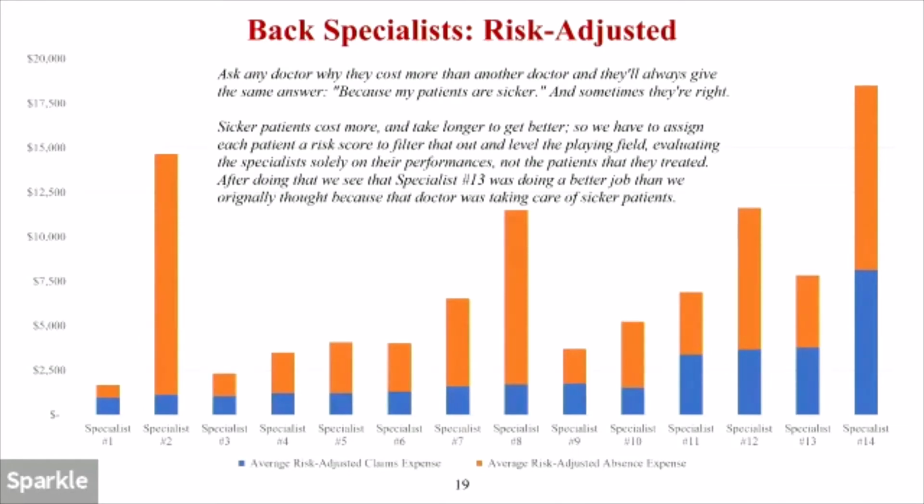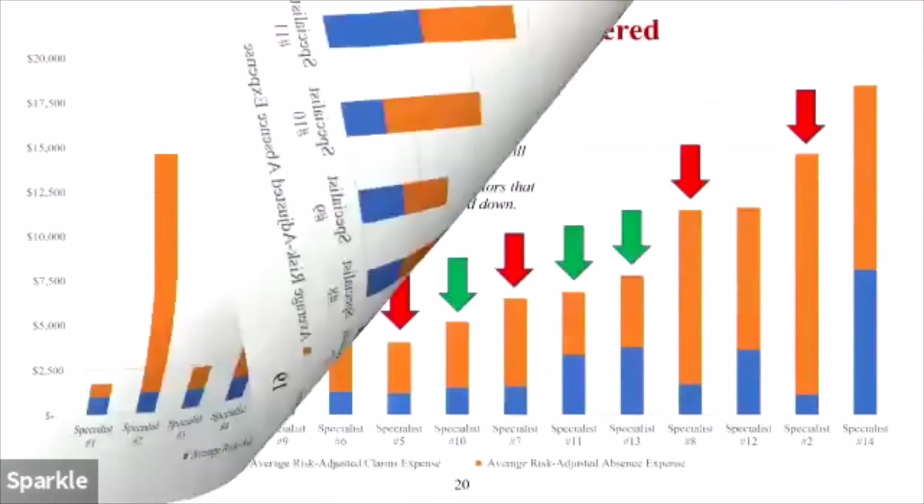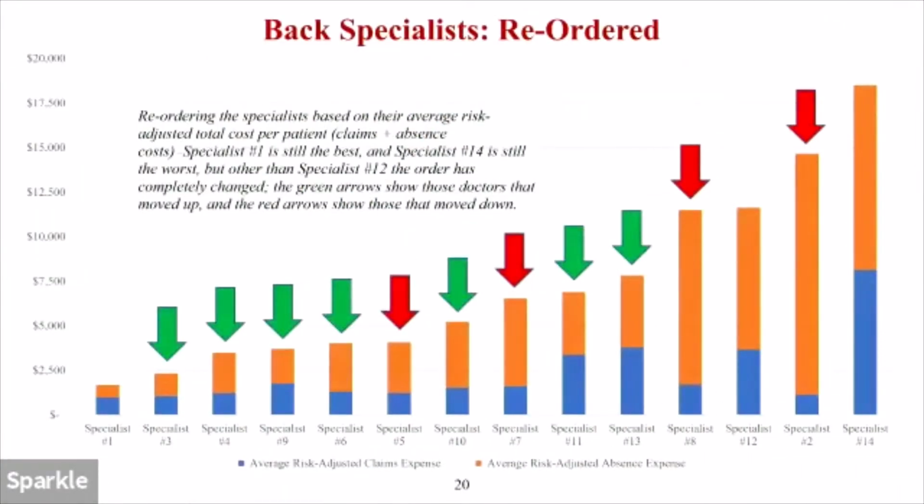based upon their total risk-adjusted cost to get and keep someone well. So when we re-rank everybody based upon their total risk-adjusted costs, this is what we get. Specialist 1 is still the best. Specialist 14 is still the worst. But other than specialist 12, the order has completely changed. Green arrows show those folks that moved up. Red arrows show the folks that moved down.